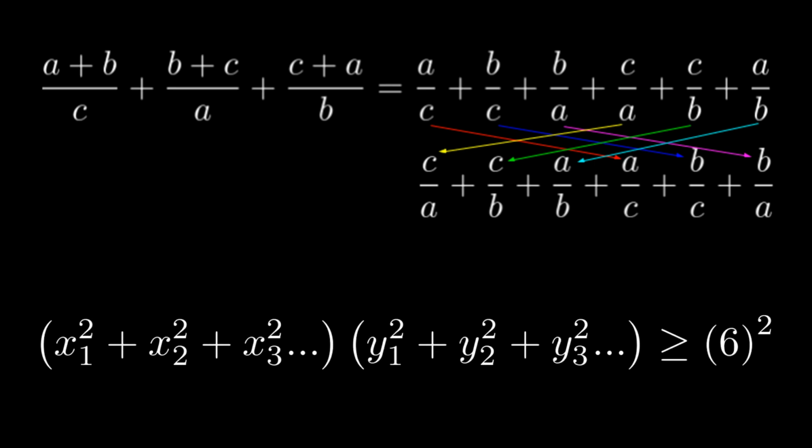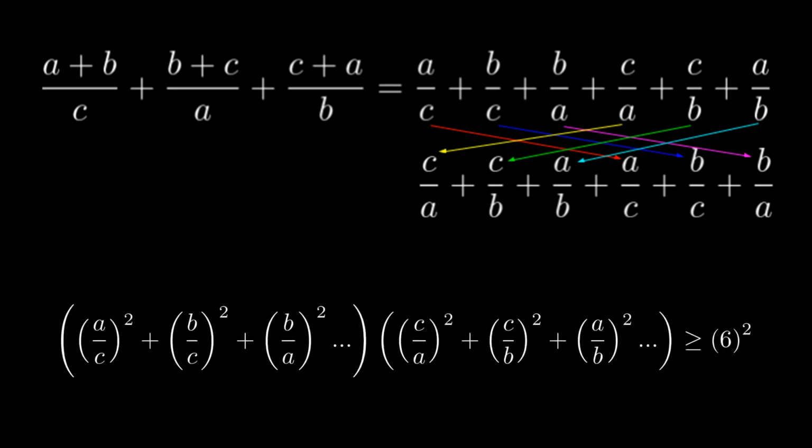We have one issue though. Here we have a over c squared, b over c squared, b over a squared, and so forth. And we don't want that. We don't want all these squares. We want our original expression on the left side so that we can find its minimum.